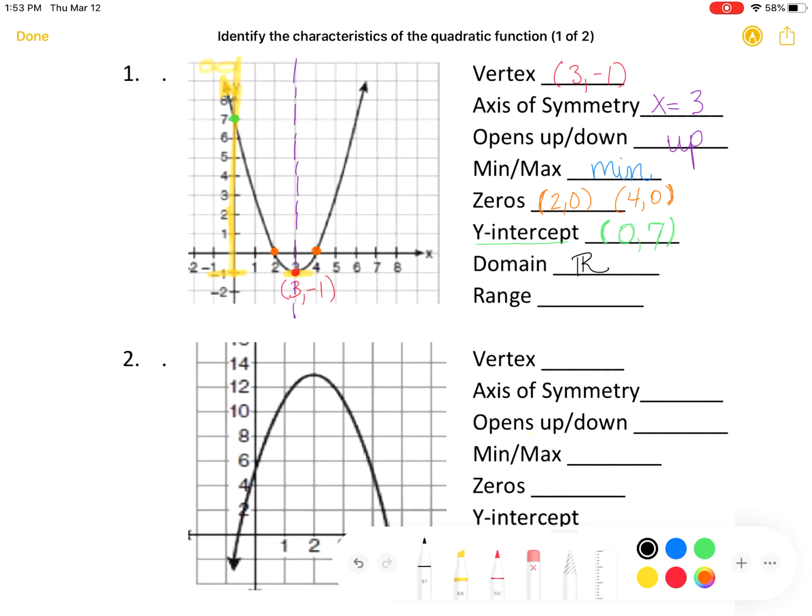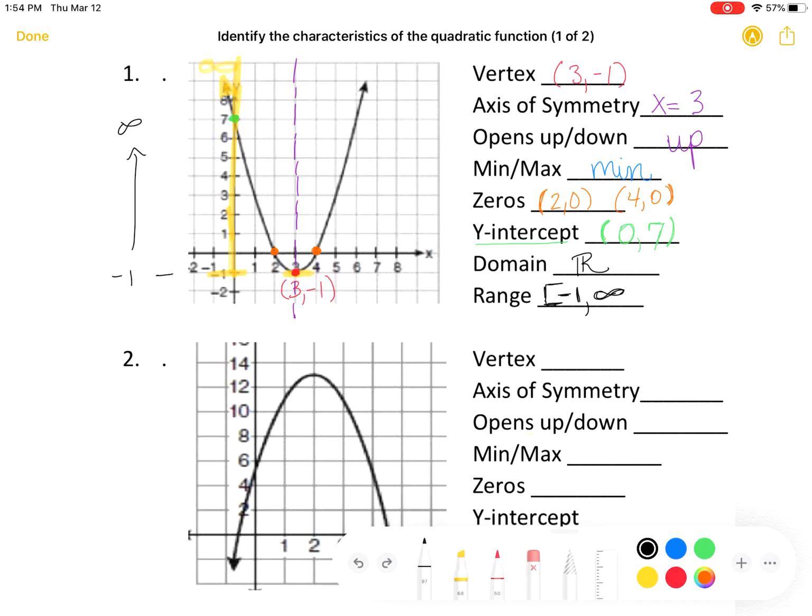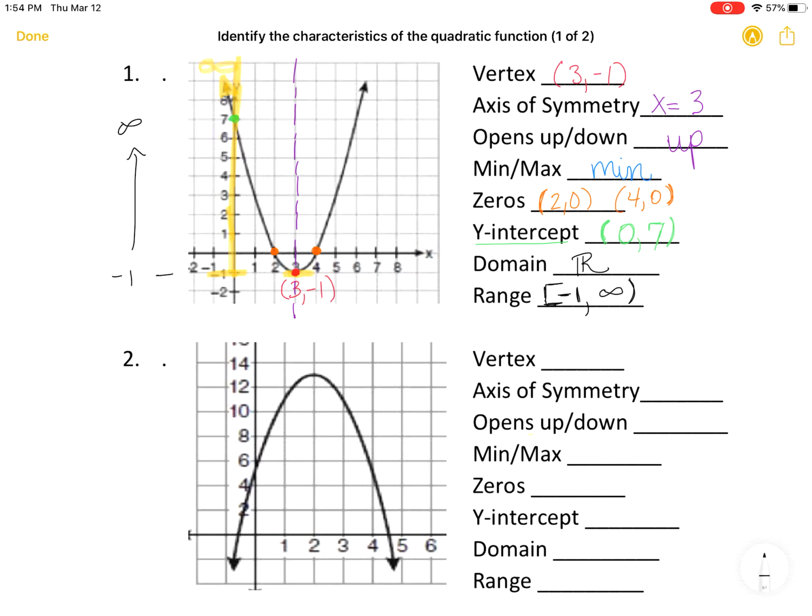And so my range, rather, is going to start at -1, and it's going to go up forever to infinity. So I'm going to start it at -1, and it's going up forever to infinity. Okay. And then you always want to list those lowest values to highest values, so you're going from the bottom to the top when you list those for your range.